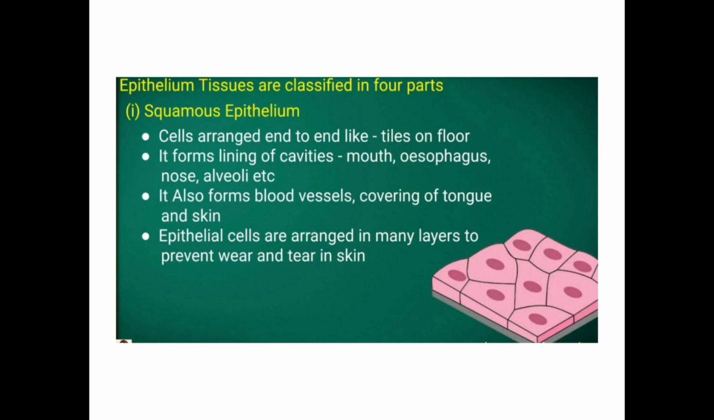The first one is squamous epithelium. In squamous epithelium, cells are arranged end to end like tiles on the floor. It forms the lining of the cavities. It is present in the mouth, esophagus, nose, alveoli, etc. These are the areas where this squamous epithelium is present.